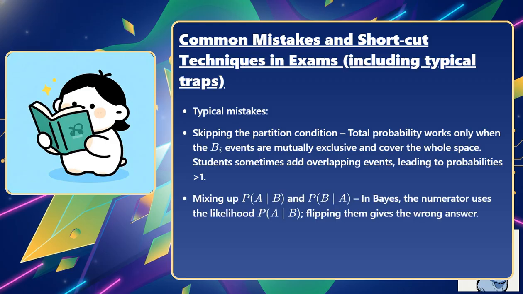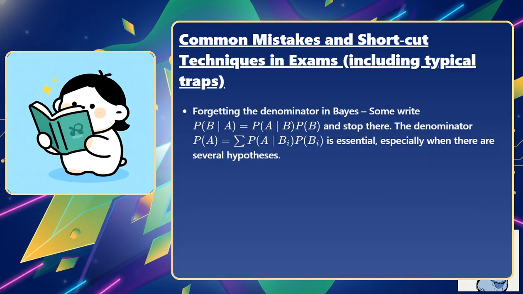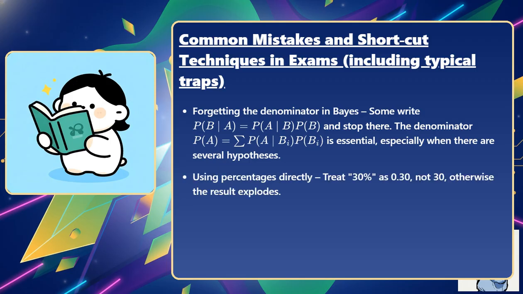Mixing up P(A given B) and P(B given A) in Bayes: the numerator uses the likelihood P(A given B). Flipping them gives the wrong answer. Forgetting the denominator in Bayes: some write P(B given A) equals P(A given B) times P(B) and stop there. The denominator P(A), equal to the sum of P(A given B sub i) times P(B sub i), is essential, especially when there are several hypotheses. Using percentages directly: treat 30% as 0.3, not 30, otherwise the result explodes.